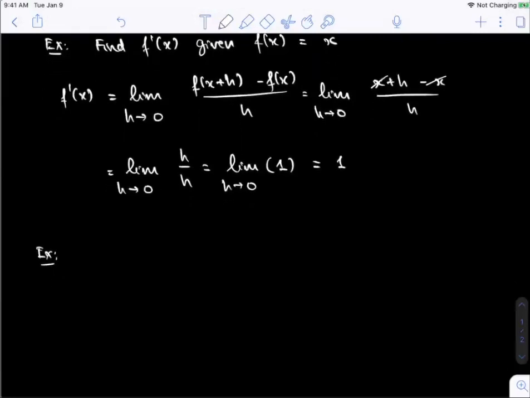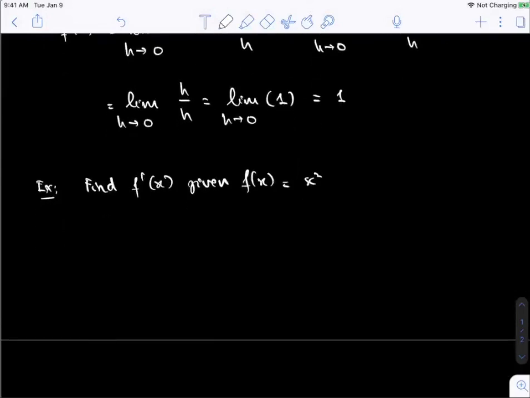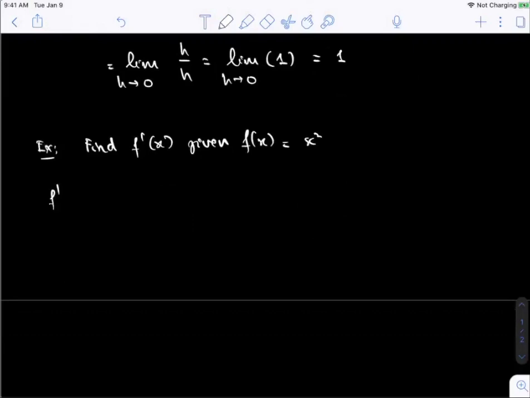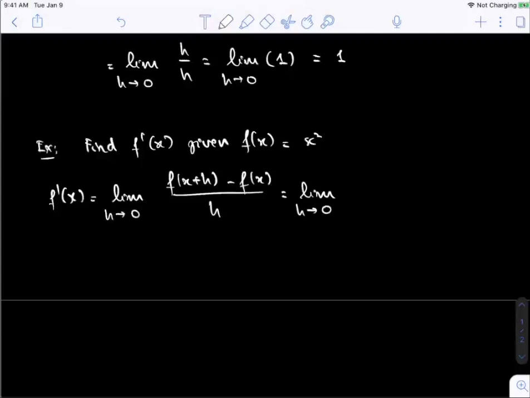All right, so next, find f prime of x given that f of x is equal to x squared. Using the same formula, right? f prime of x is the limit of f of x plus h minus f of x divided by h as h approaches 0. So f of x plus h is (x plus h) squared minus x squared, divided by h.